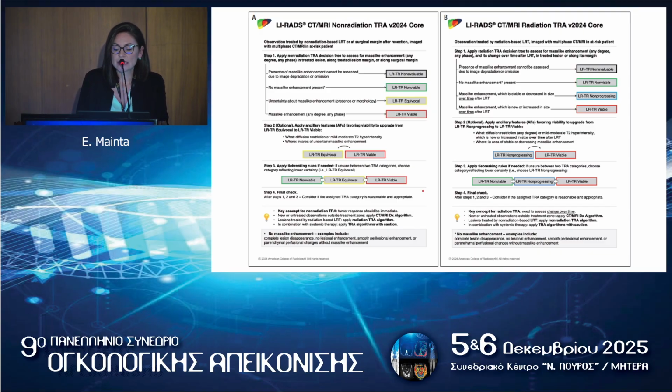On the second table, you can see that the names of the categories differ a little bit. So we have the non-evaluable, the non-viable, the non-progressing, and the viable, again by the use of optional ancillary features, and the same ancillary features one can upgrade from the non-progressing to the viable category. In both tables you can see if we still feel uncertain, our report should reflect the lower certainty.